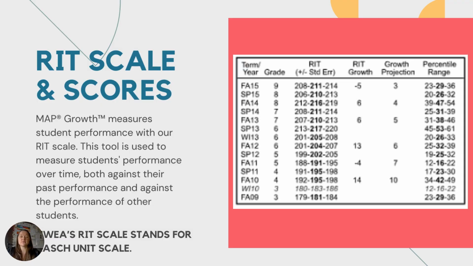MAP growth measures students' performance with our RIT scale. NWEA's RIT scale stands for Rasch Unit Scale, and the RIT scale measures student performance over time and across subjects. The RIT scale is a stable, equal interval scale used in reading, language usage, mathematics, and science assessments. A student's RIT score represents their level of learning on a continuous scale. It is not evaluative, but tells us where a student is at a given point in time, helping educators understand their growth.